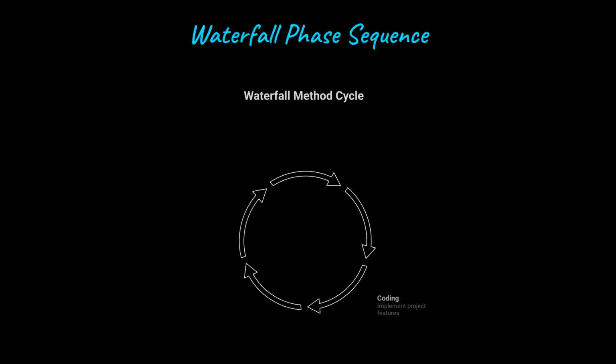Each phase completes fully before the next begins. Requirements are locked before design starts. Design is finished before coding begins, and testing only happens after all code is written. Documentation produced at each stage becomes the formal input to the next phase down.